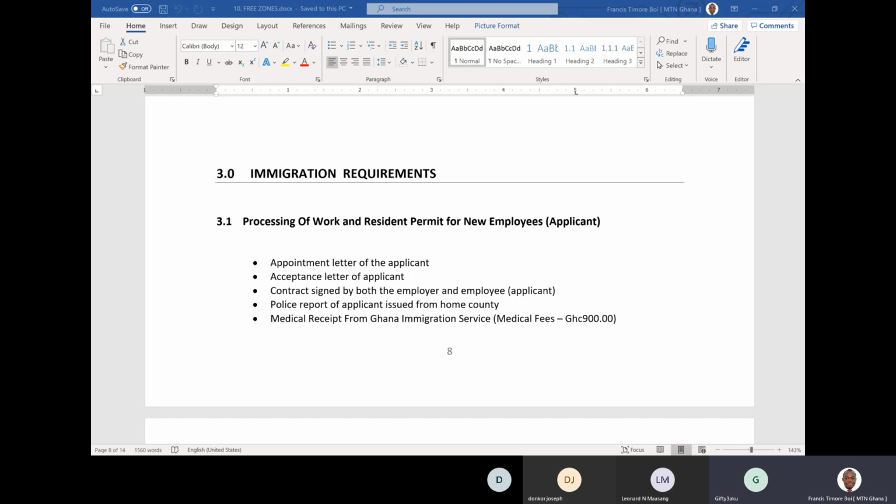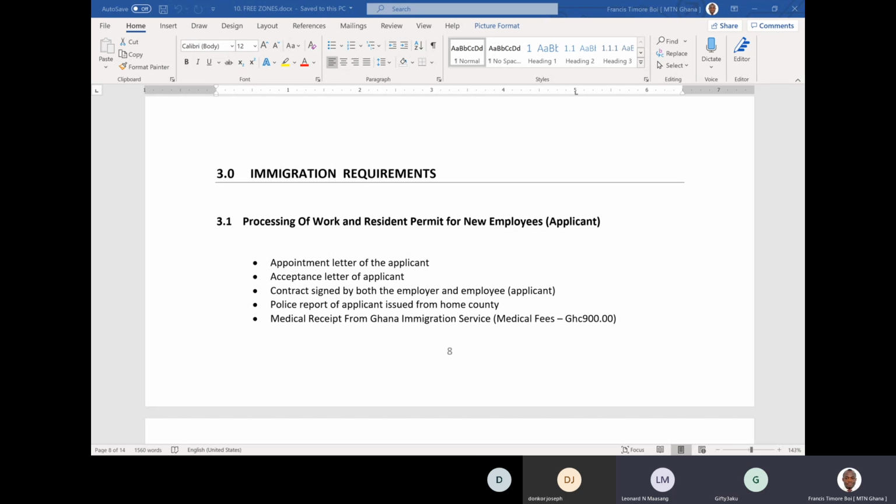2. The minister, after consultation with the minister responsible for customs and excise and the commissioner of customs, excise and preventive service, may by legislative instrument make regulations: A, adopting or modifying for the purposes of this act any of the regulations relating to customs operations. Who is the minister responsible for customs and all those things? Finance Minister. Good. He's the finance minister.